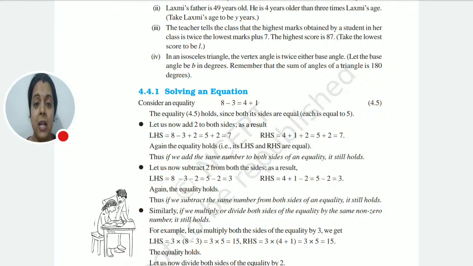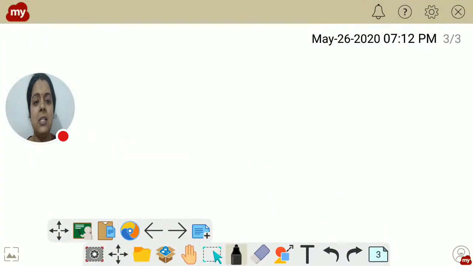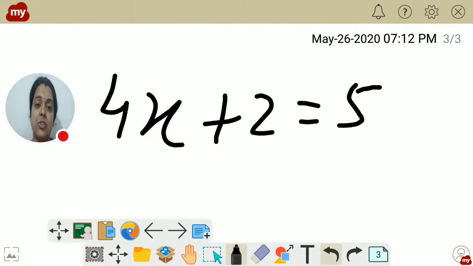When we are going for an equation, we have to focus on what the terms to be used are. So what are the terms to be used here? Let me give you an example. I'm just taking one example here: 4x + 2 = 5. Okay, this is the equation. Fine, so what I want to make you understand is the terms.